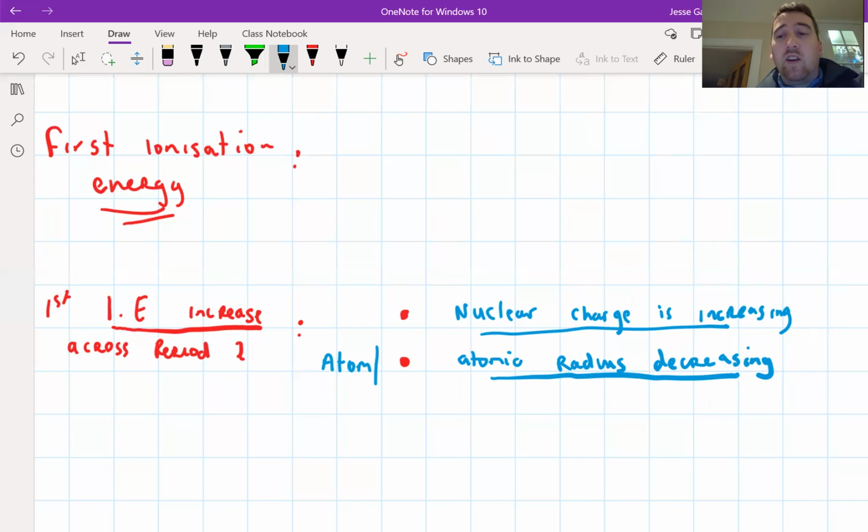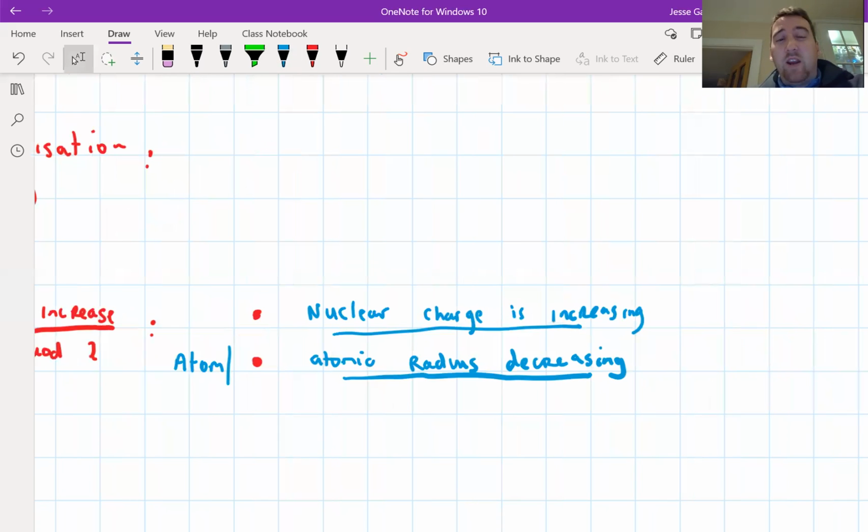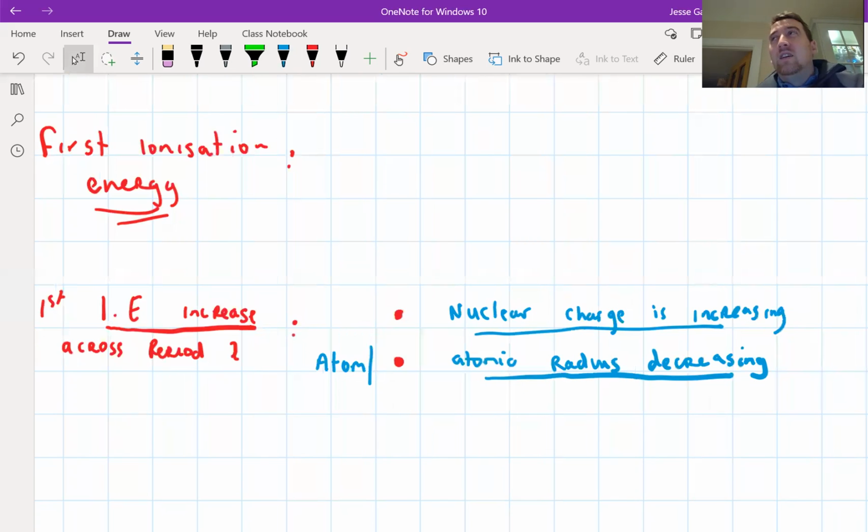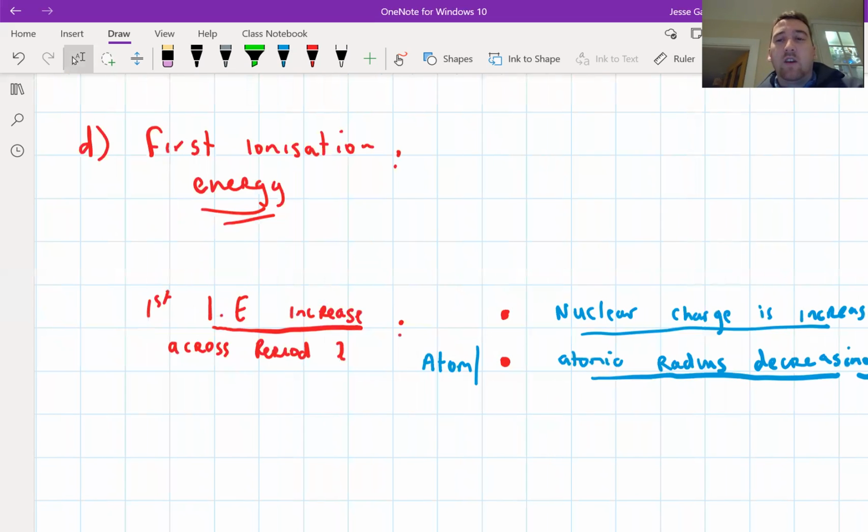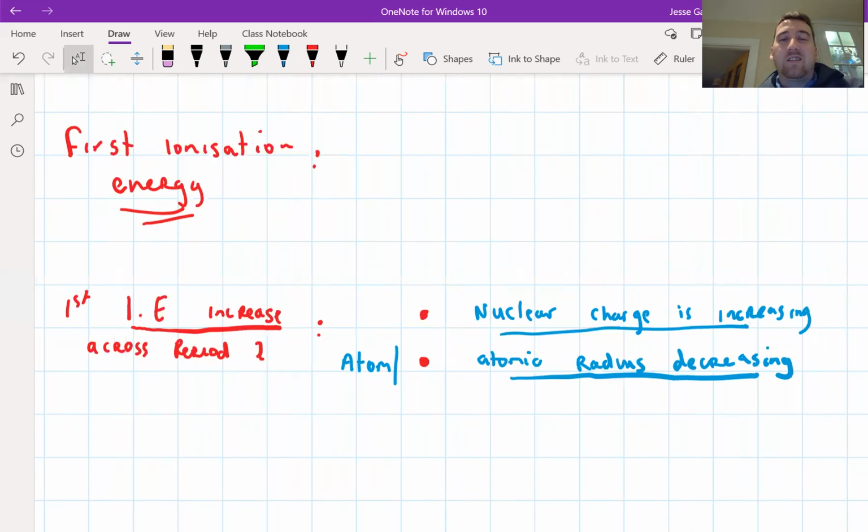Notice some people will go for screening here. The nuclear charge is increasing and the screening is not changing, but the screening has no effect really on first ionization energy. If there was more screening, it would make it easier to remove an electron. So we want to know why is it harder to remove an electron as we go across. So one of the things is that it's getting more positive, harder to remove, and the atoms get smaller, which makes it harder to remove. All right, let's go and look again at the last little section here.